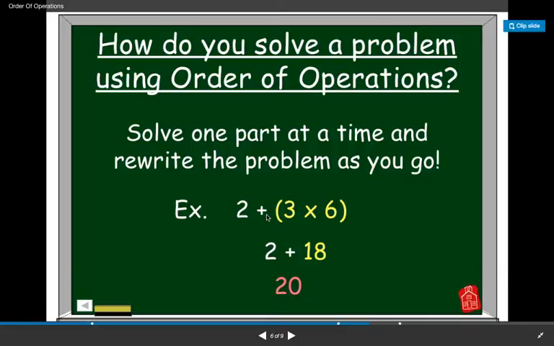So here we have 2 plus, and then in parentheses, 3 times x. So the first thing we're going to do is solve what's in this parentheses, and we're going to bring down the rest of the problem. And then we're going to do our second operation, which is addition, to get our answer of 20.